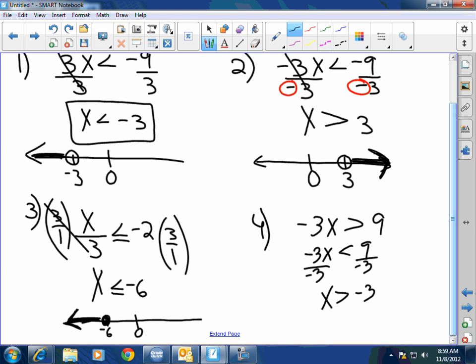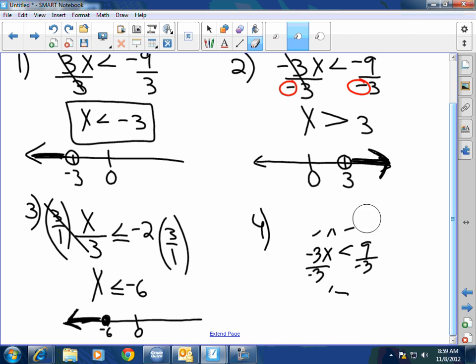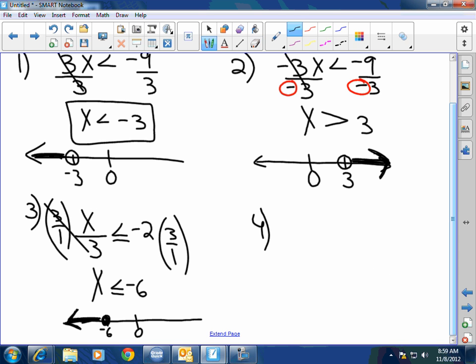Yes, technically, yes. I strongly am against that, though. Do not do that. Do not do that. Flip it after you have multiplied or divided by the negative. It's not that much work, guys.